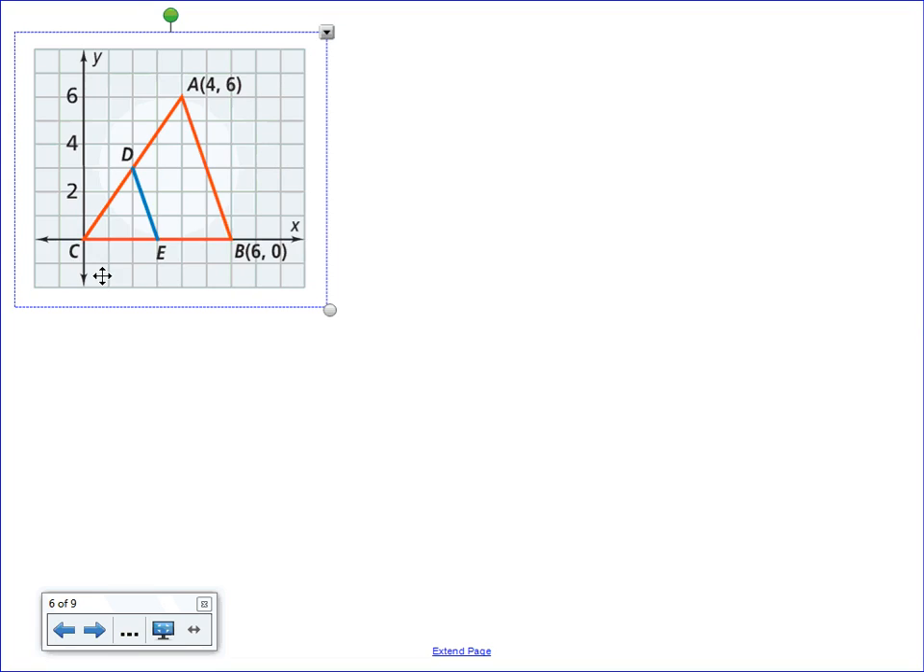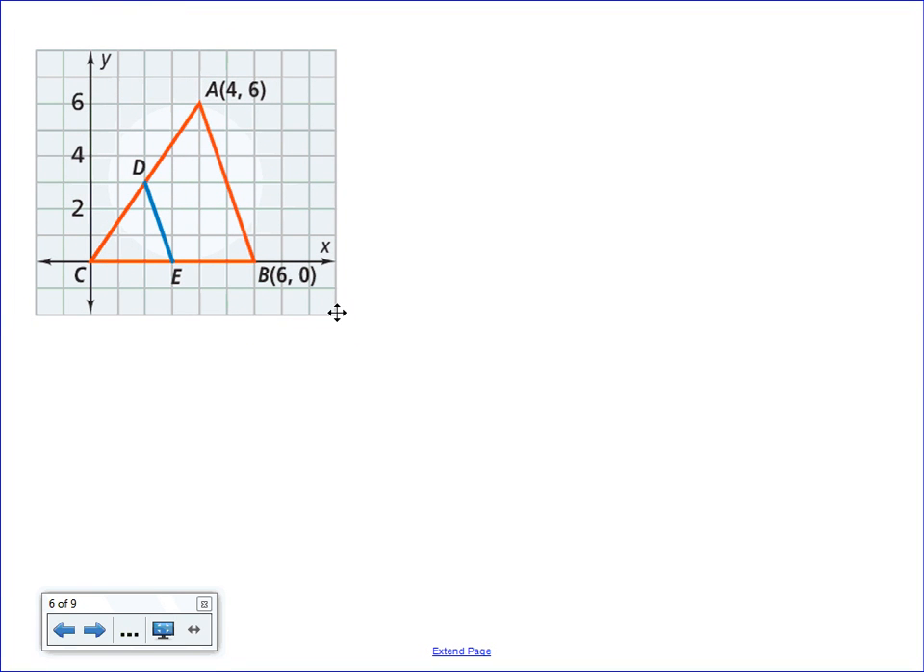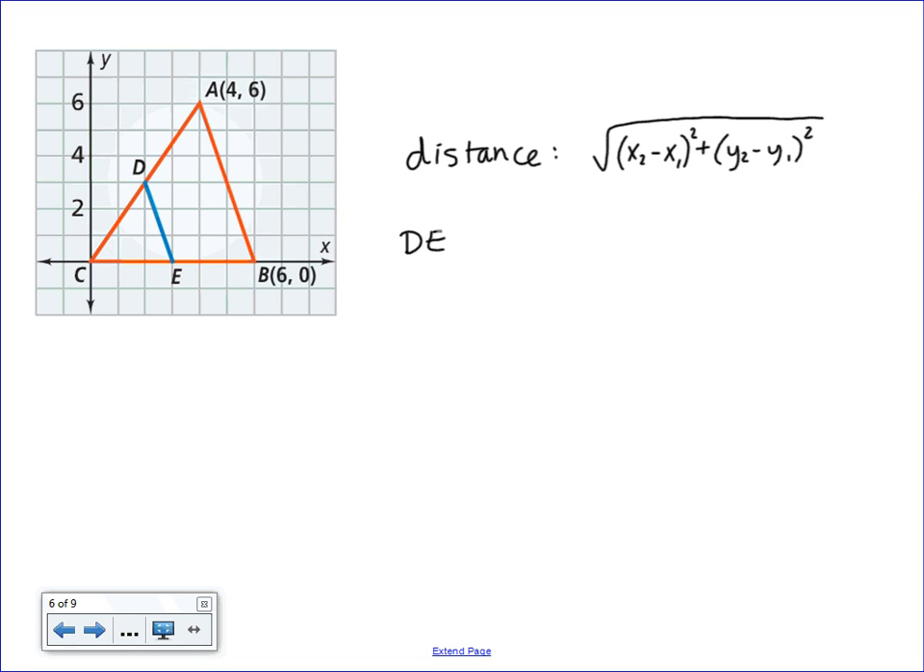And this property we want to discover using the distance formula. So the distance formula, to remind ourselves what that is, is the square root of the difference in the x's squared plus the difference in the y values squared. It's basically the Pythagorean theorem. So let's start by finding the distance or the length of DE, which is our midsegment line.